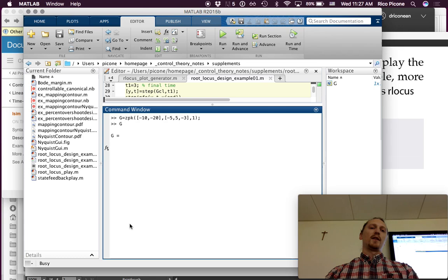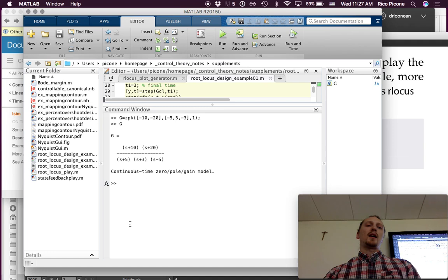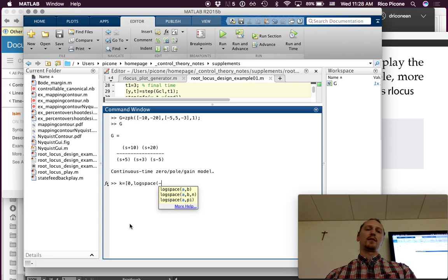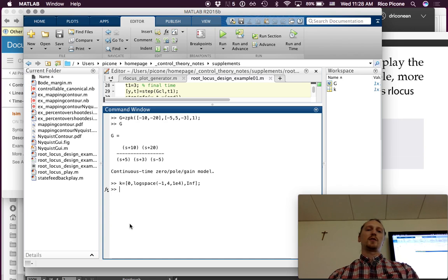And then I'm going to say k equals logspace. Well, I need to open a bracket. Also put 0 in there. It's good to have that in there. Logspace of, say, from minus 1 to 4. And then we'll put in infinity as well. So those are my gains. Then I can do figure, rlocus of G comma k. It'll take those gain values and plot it for those exact gain values.